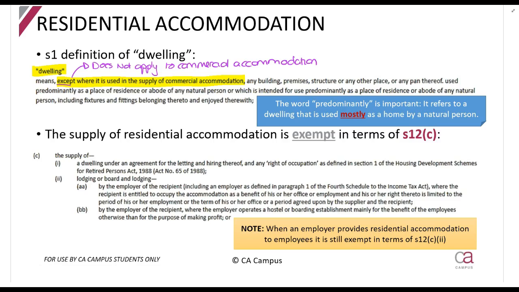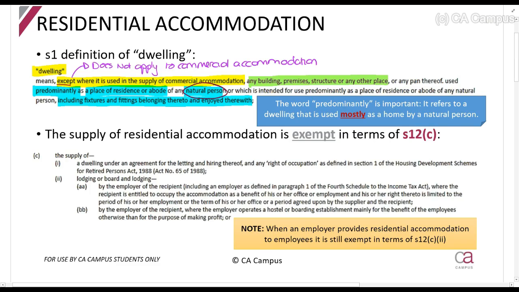So dwelling means any building, premises, structure, or any other place or any part thereof used predominantly as a place of residence or abode of any natural person, or which is intended for use predominantly as a place of residence or abode of any natural person, including fixtures and fittings belonging thereto and enjoyed therewith. So what they are saying is, if you're a natural person, a dwelling is the place that you use as a residence. In other words, it is the place which is used as a home by a natural person.